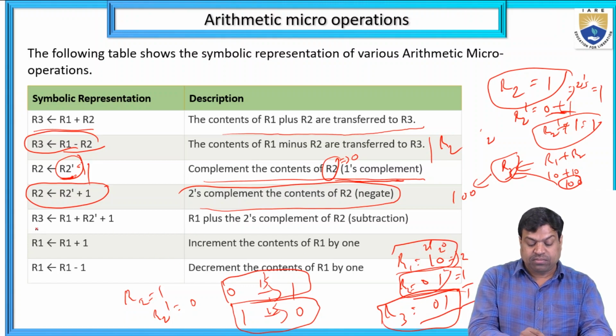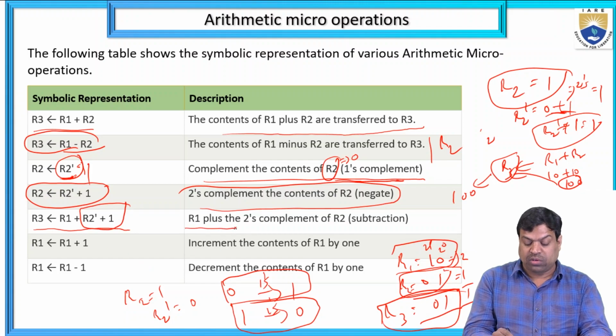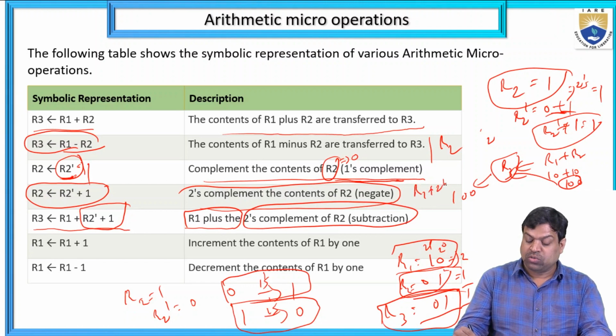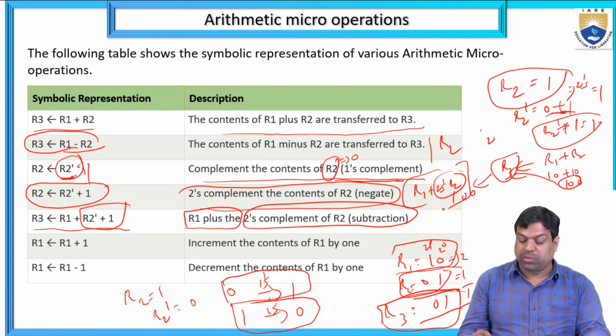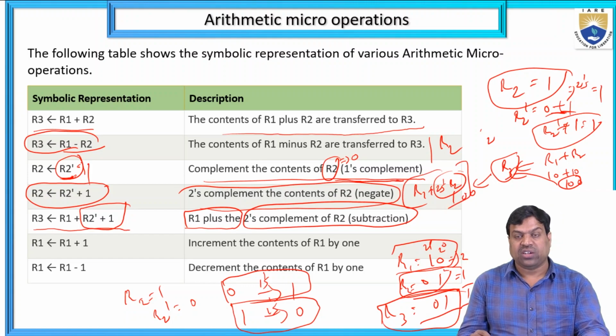Here R3 tends to R1 plus R2 bar plus 1. It means here it is the 2's complement of R2 and then R1. So R1 plus the 2's complement of R2. The resultant value is R3.